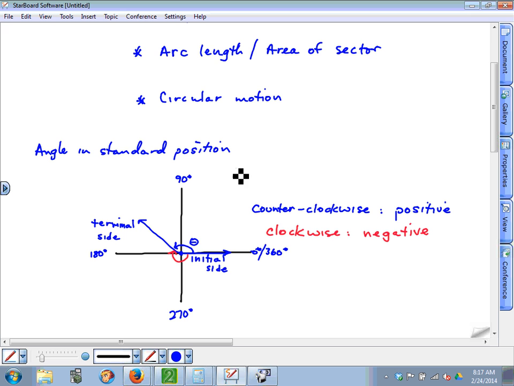Sounds about right. Put a Roman numeral 1, Roman numeral 2. This is how we number the quadrants, counterclockwise. Roman numeral 3, and a Roman numeral 4.